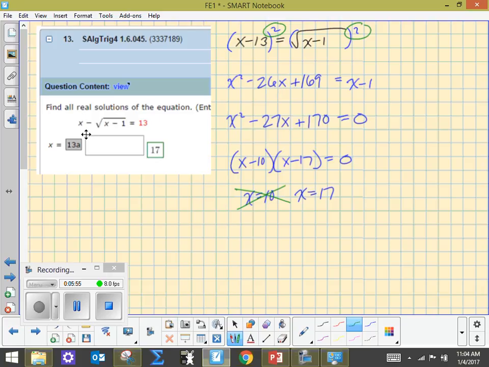If I plug 17 in, 17 minus 1 is 16. So I get 17 minus radical 16, and that's 4. So 17 minus 4 does equal 13. That's a true statement. So 17 is my only answer.